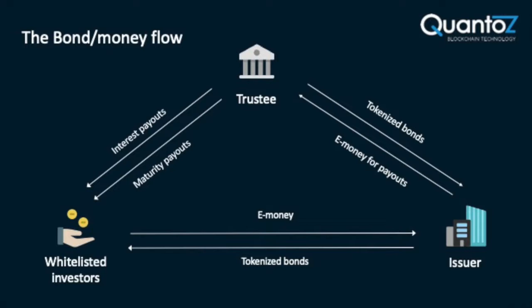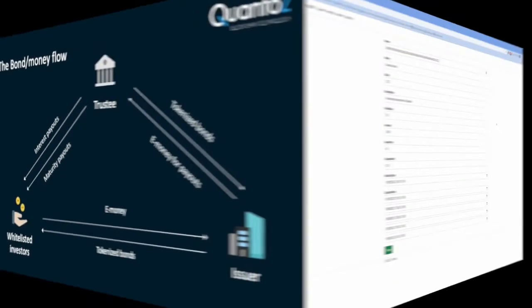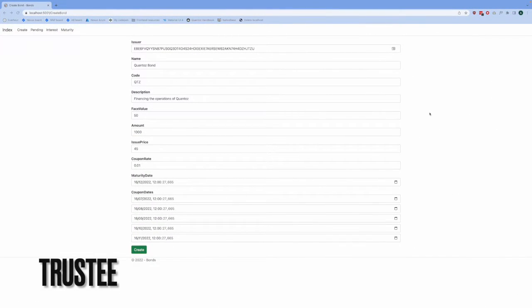We will show you how each of those roles interacts with our platform in order to complete the life cycle of a digital bond over the Algorand blockchain. In the interface you see now, you have the view of the trustee, the operator of our bond platform. The trustee receives a request from an issuer to create and print bond tokens.